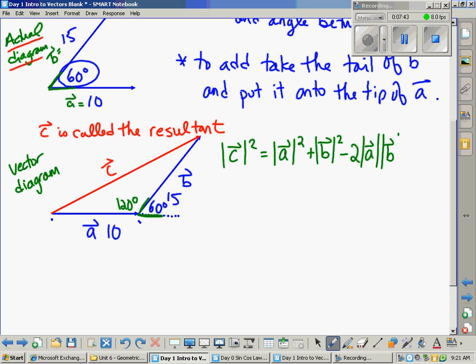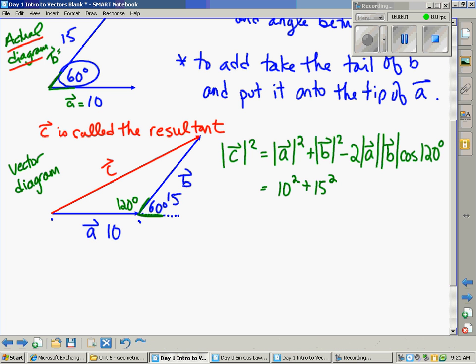We can fill in some numbers now. C squared is 10 squared plus 15 squared minus 2 times 10 times 15 cos 120. The rest is an exercise on your calculator. You'll be doing several cosine laws, so make sure you're good at these.